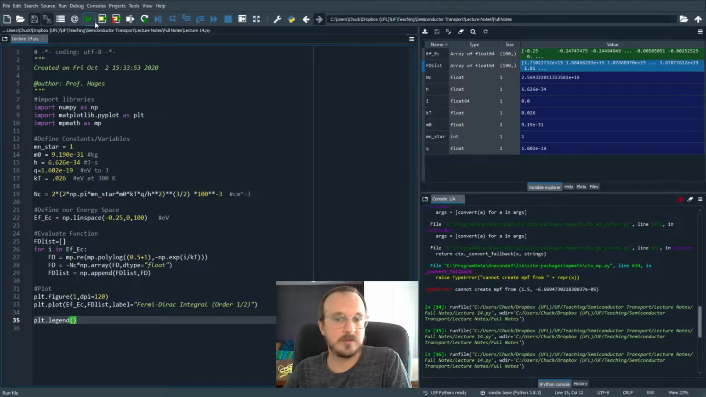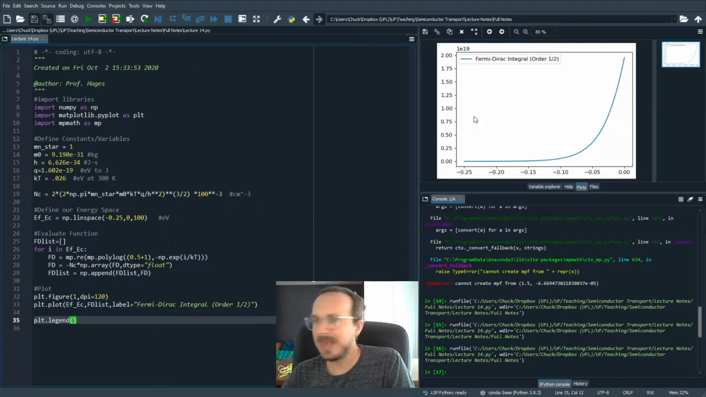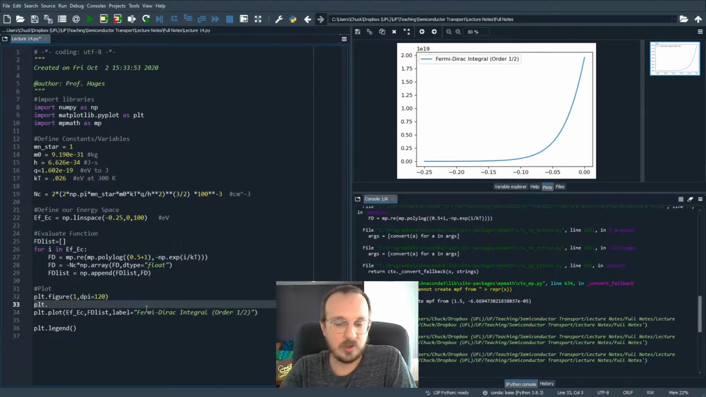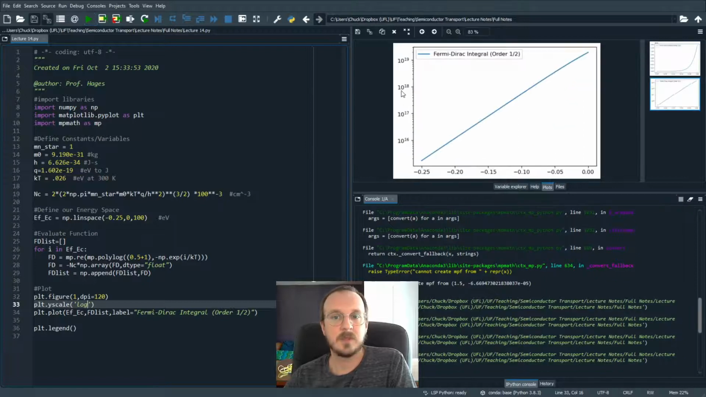We can plot this, and here's what you see. We want to put this on a log scale. So we'll come up here and do plt.yscale, and then in quote marks, log. And we have essentially logarithmic behavior, okay?